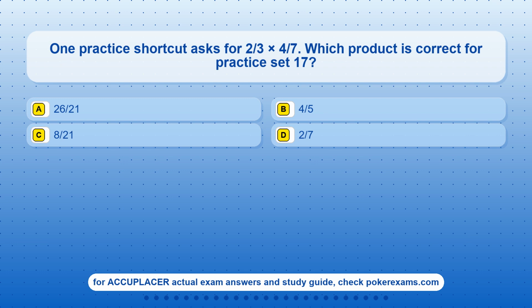Question 11. One practice shortcut asks for 2/3 times 4/7. Which product is correct for practice set 17? Option A 26/21, option B 4/5, option C 8/21, option D 2/7.